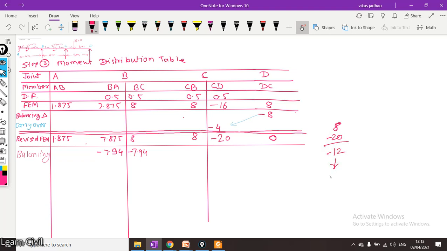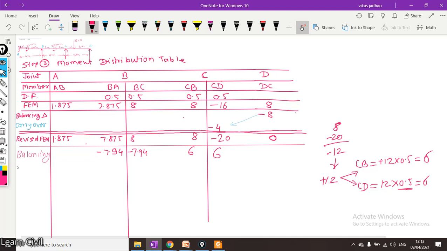So what we will be doing? We will be applying a total balancing moment of plus 12, and this 12 balancing moment will be shared by CB and CD. How much will it be shared? This will be plus 12 into 0.5, that is 6. So for CD it will be 6. Similarly here also 12 into 0.5, because 0.5 is the distribution factor for CD. So this is equal to 6.